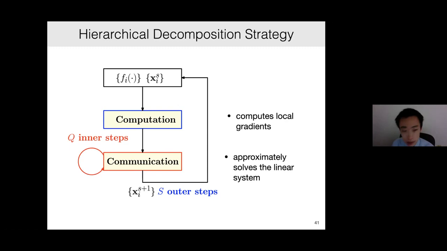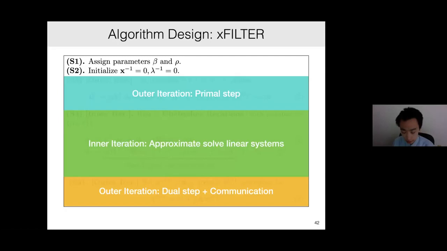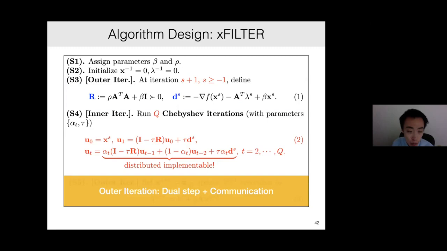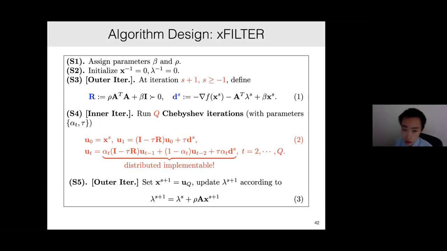And the algorithm is like the following. First we initialize some variables. Next we do one primal step. Basically we calculate A times A, and we calculate the gradients. Next we approximately solve the inner linear system Rx equals D by running Q Chebyshev iterations. This only uses matrix-vector products, and it is distributed implementable. I will show that later. And finally, we run one dual step.